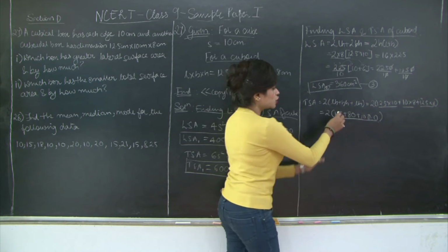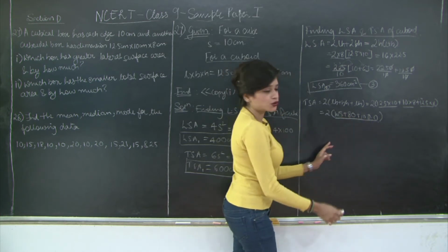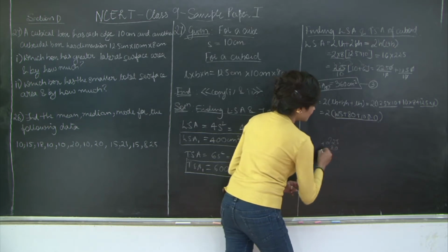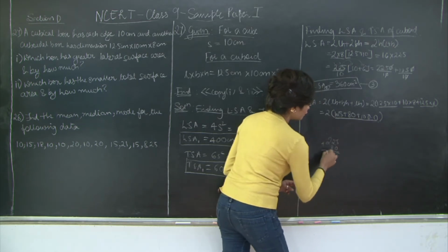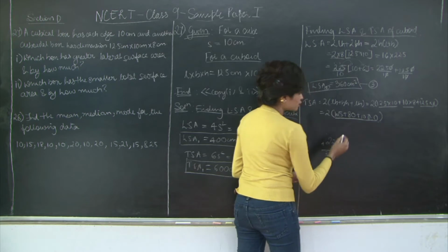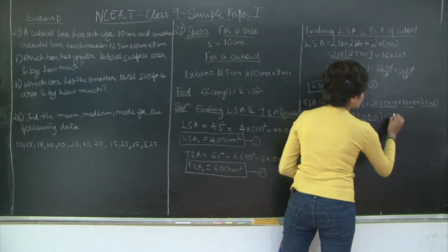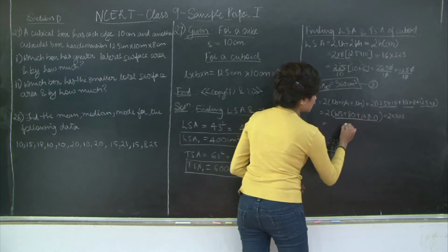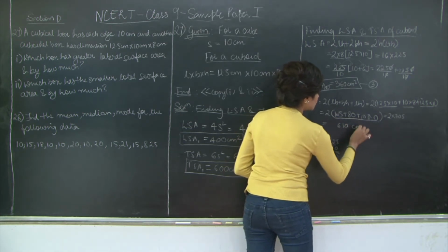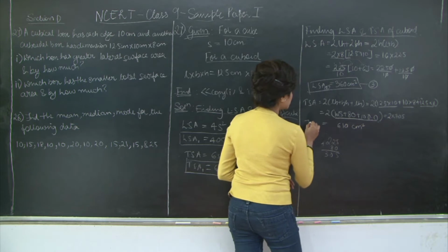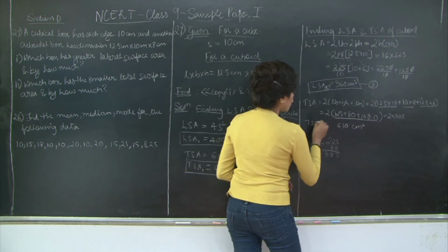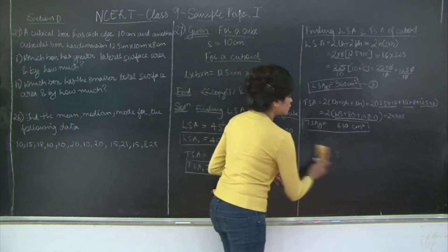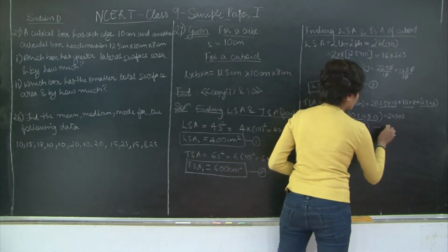So 125 plus 100 is 225, and 225 plus 80 gives me 305. So this is 2 into 305, which is going to be 2 5s are 10 and 2 3s are 6, 610 centimeters square. This is the total surface area 2 of your cuboid. And I am going to mark this as 4.